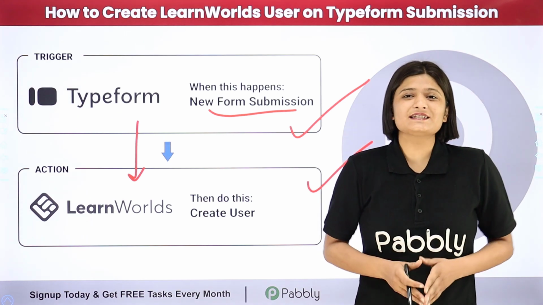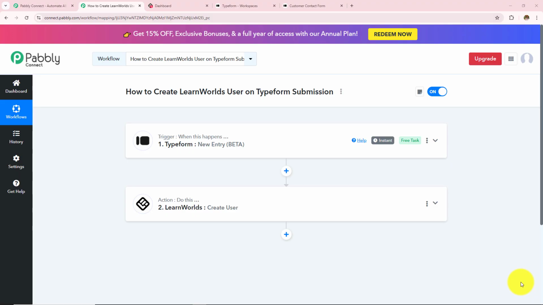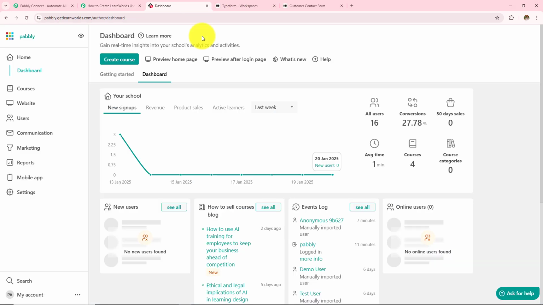Now if you want to learn this amazing automation step by step, then let me take you all to my screen. In this video, we are going to see how to create LearnWorld's user on Typeform submission. For this, I have created an automation workflow with the help of Pabbly Connect, where I have built connection between Typeform and LearnWorlds, and now we are going to check this automation workflow once. For that, we are going to open a form in Typeform, and then after the form submission, if the user is created in my LearnWorlds, this means this automation workflow is working fine.